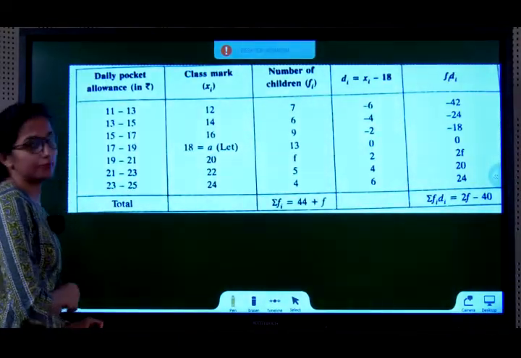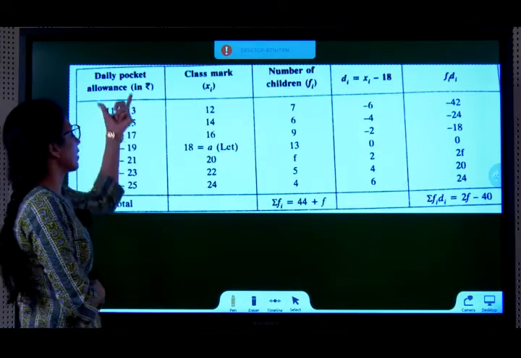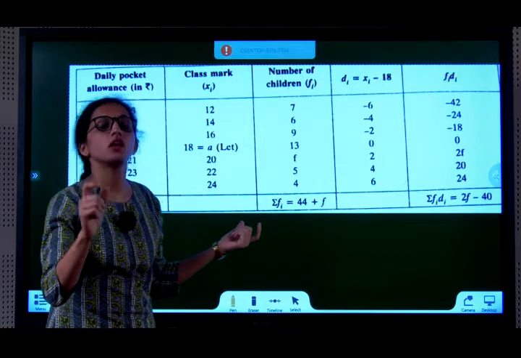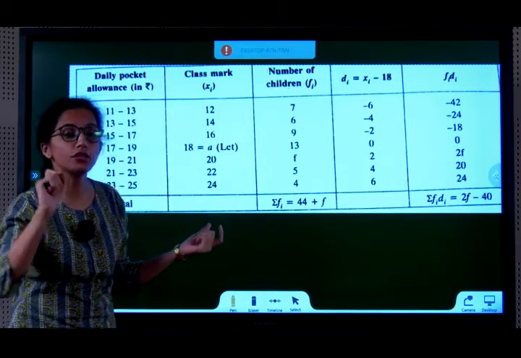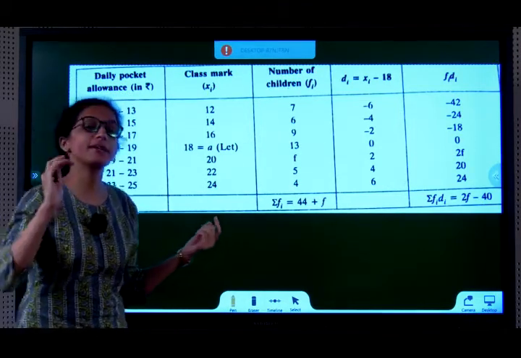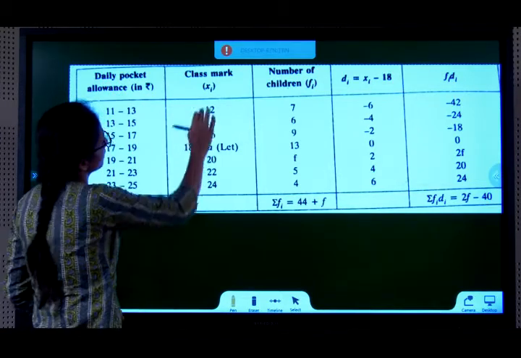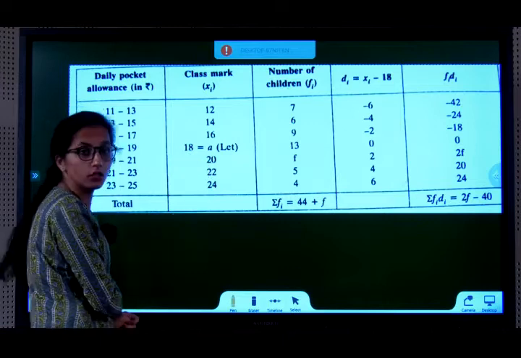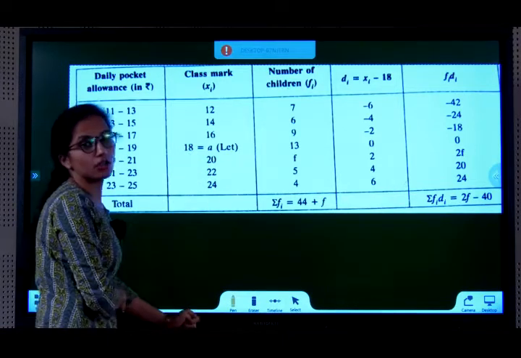So to use the assumed mean method, what's the step? First write your class, find xi and find fi. Next, choose your assumed mean. Assumed mean is the middlemost xi value. So we have 7 here, middlemost will be this fourth one. So a is equal to 18. We chose our assumed mean.